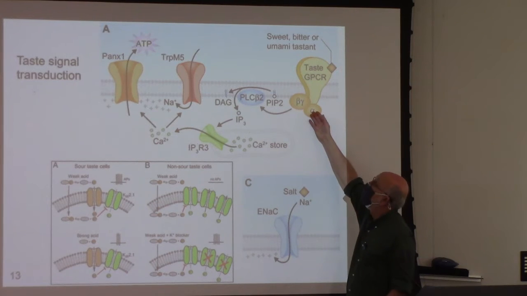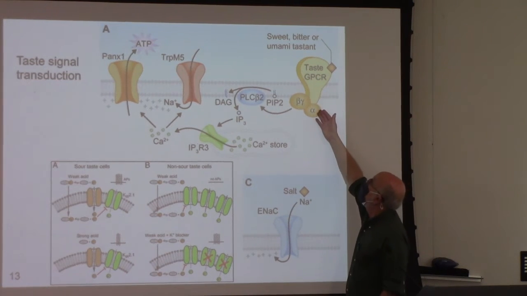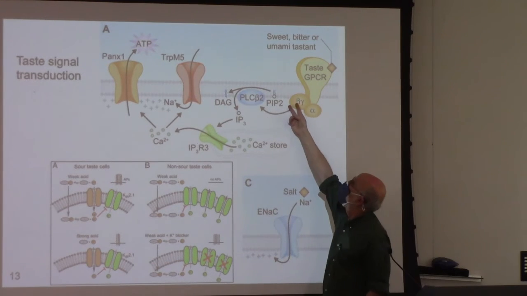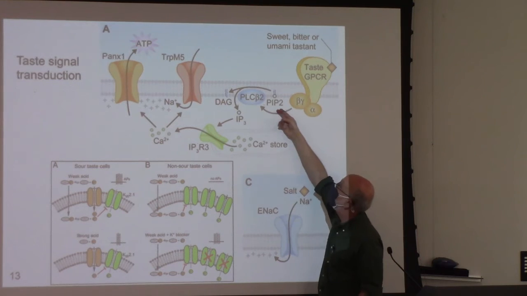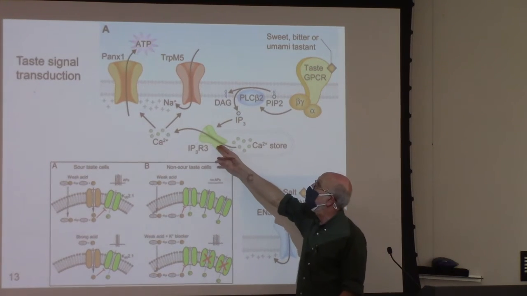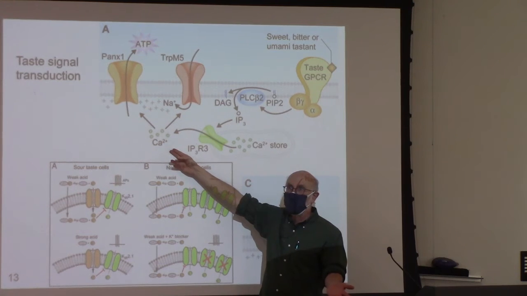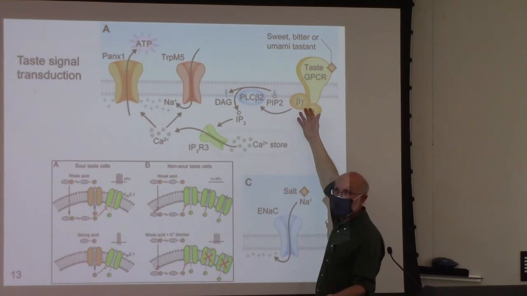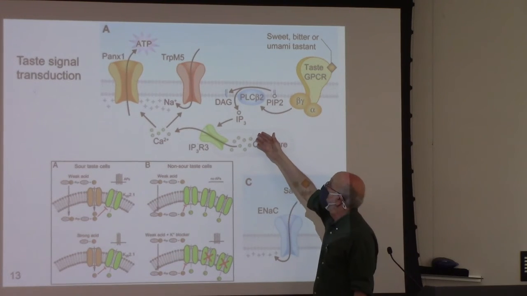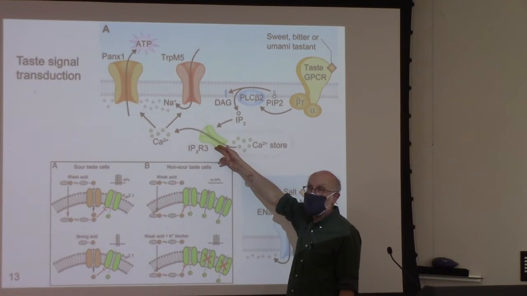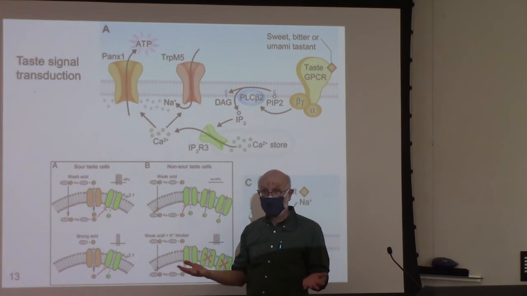Sweet, bitter, and umami activate GPCRs that are coupled to Gq. And there's the Gq story, right? You've seen this story before. Gq, calcium, neurotransmitter release. This one's easy, right? Receptor, G protein story, IP3 dependent calcium release, calcium, neurotransmitter release.